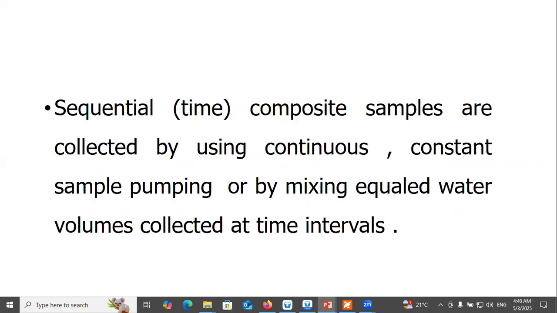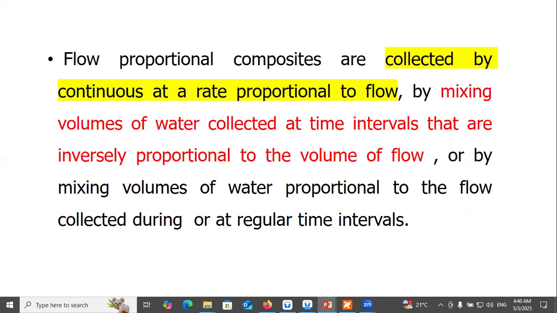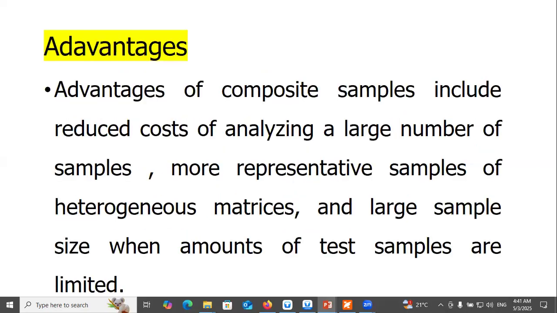Sequential composite samples are collected by using continuous constant sample pumping or by mixing equal water volumes collected at time intervals. Flow proportional composites are collected by continuous sampling at a rate proportional to flow, by mixing volumes of water collected at time intervals that are inversely proportional to the volume of flow, or by mixing volumes of water proportional to the flow collected at regular time intervals.